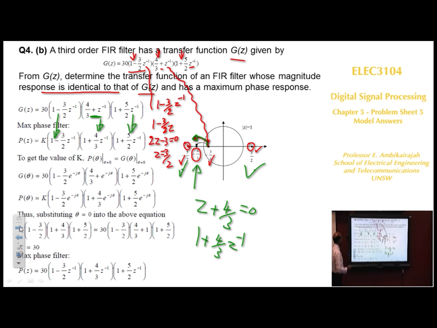You got that? Now the gain we don't know. So they are exactly the same magnitude. So one thing we know is that the gain at theta equals 0 for both must be the same. So you find D(theta) first, then find P(theta) first. Then substitute theta equals 0 in both cases. So you substitute theta equals 0: 30 times (1 minus 3 over 2) times (1 plus 4 over 3) times (1 plus 5 over 2), because these all become 1, right?